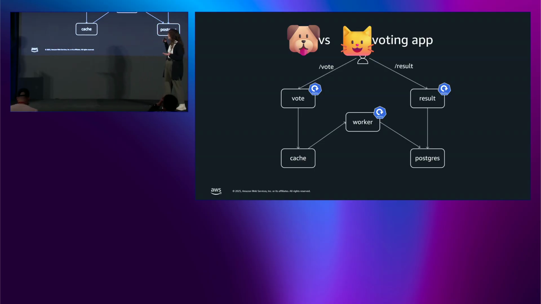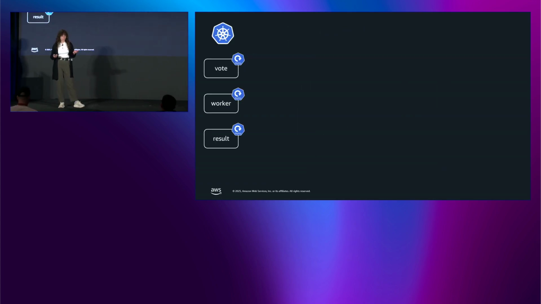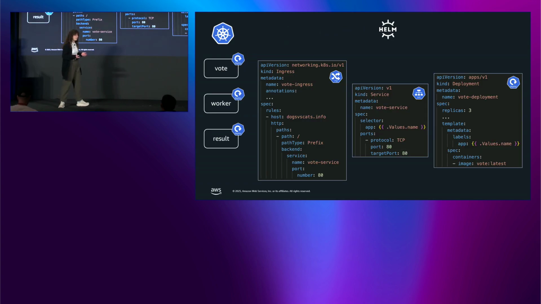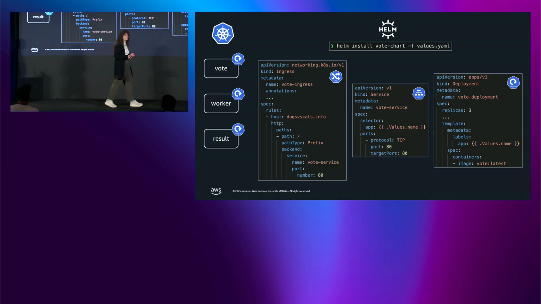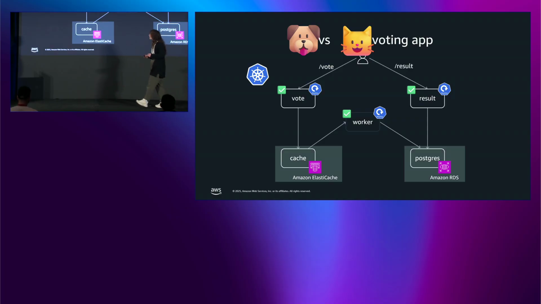So how much time do you think it takes to deploy this app with those 5 different components? So with Kubernetes, it's going to be probably a few minutes, right? We're going to do it using Helm chart. But what about the database and the cache? How much time will it take us to deploy those components? So let's break it down.